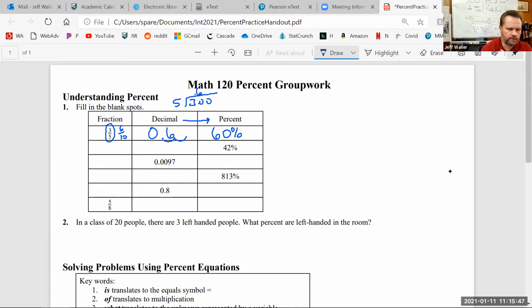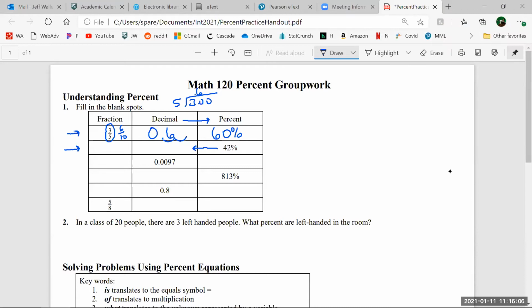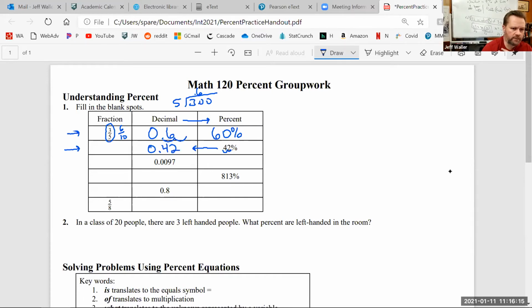All right. Now, I think the first row should have probably gone pretty well. What about the second row? That one's not too evil. Somebody else tell me, how do I get that from a percent to a decimal? You move the decimal over 2 to the left to get 0.42. Good, 0.42.